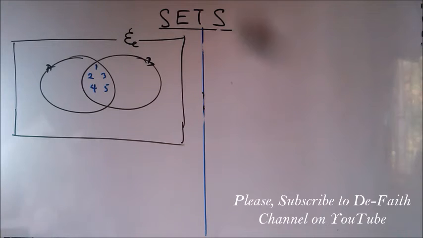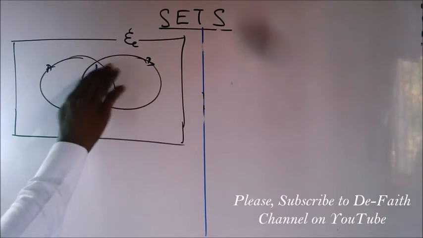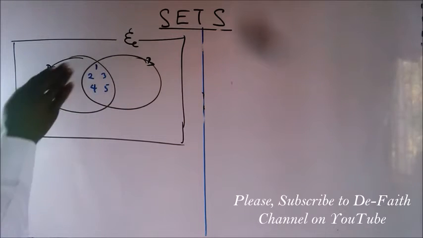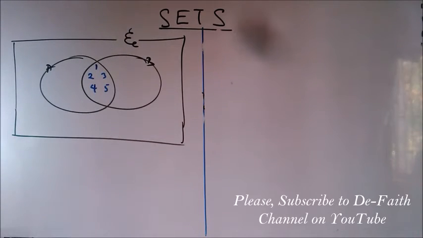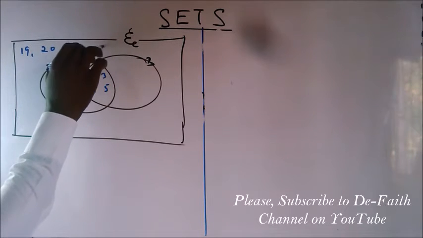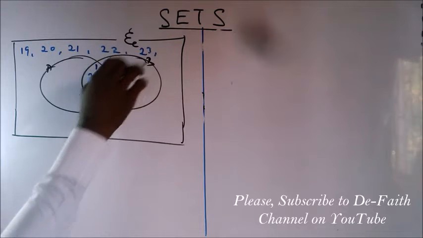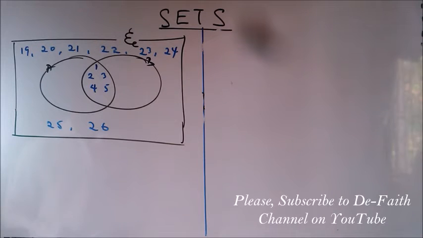And then we are also told the number of elements in A union B complement. A union B means all of A and all of B. Then the complement means what is not inside here at all. That means it will be outside. Now, with this information, we have to put 8 numbers outside. So let's say the numbers we'll put will be 19, 20, 21, 22, 23, 24, 25, and 26.